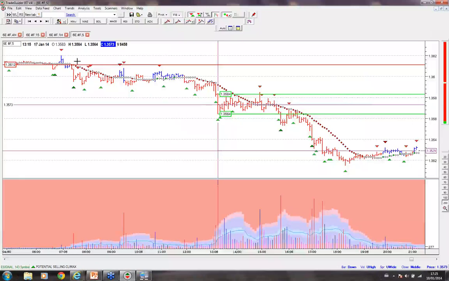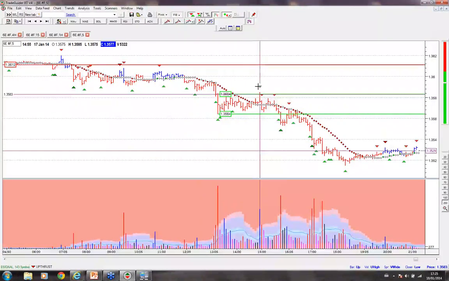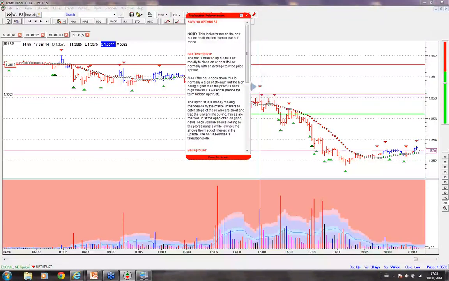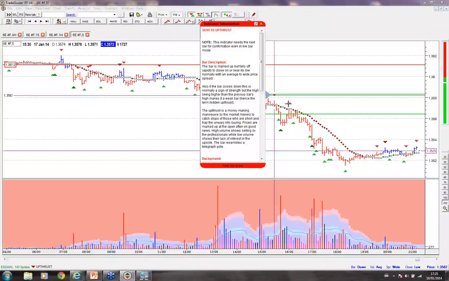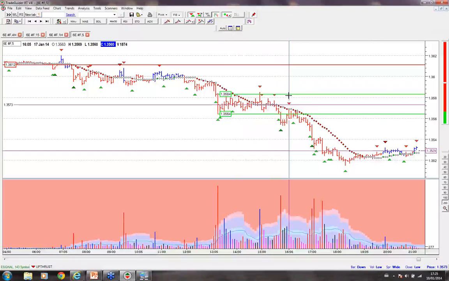Does it change behaviour? Of course it does. All the way through the whole day, on a 5-minute chart, you've got entries because all the other time frames were short. Upthrust. Upthrust. Upthrust. Three of them. And you'll see me trade those.